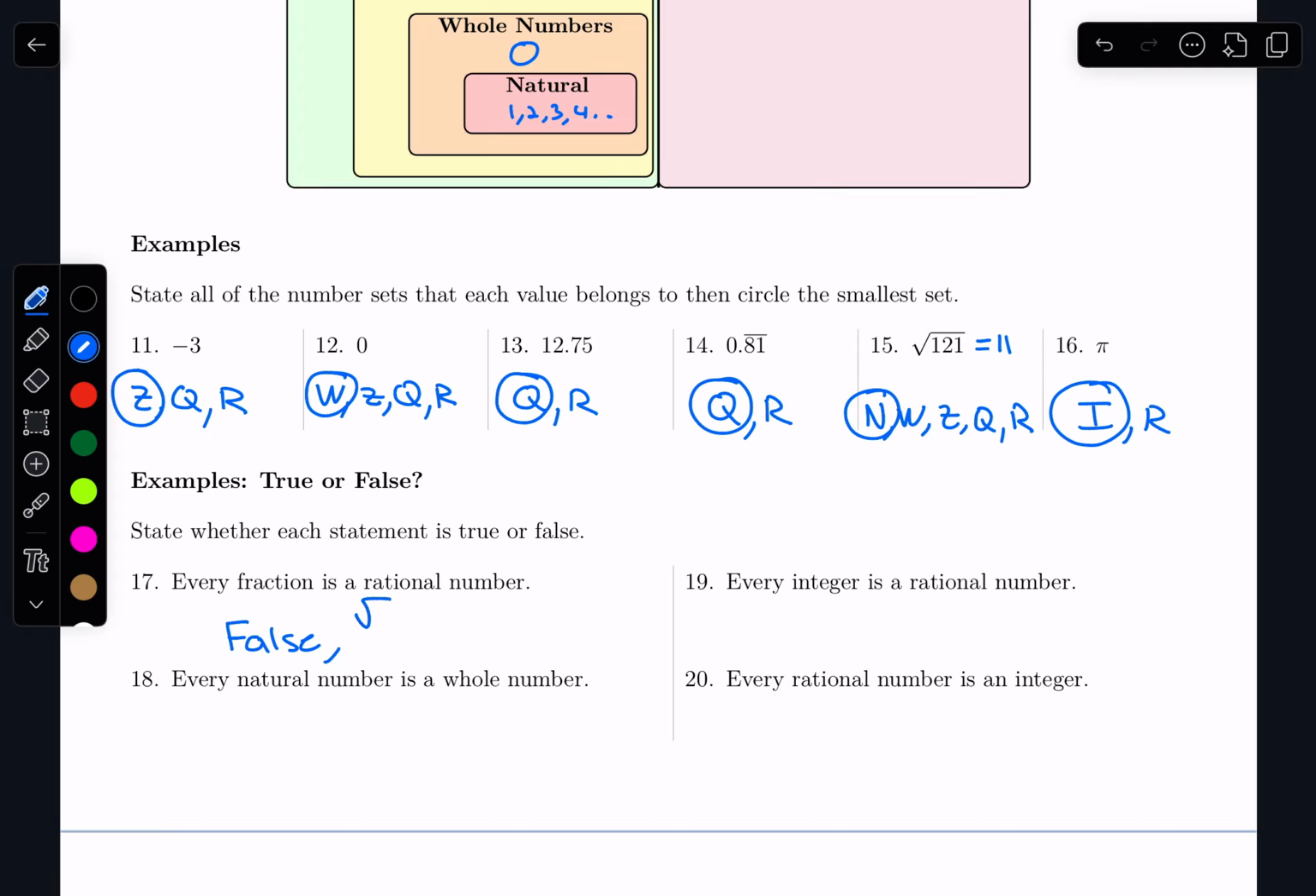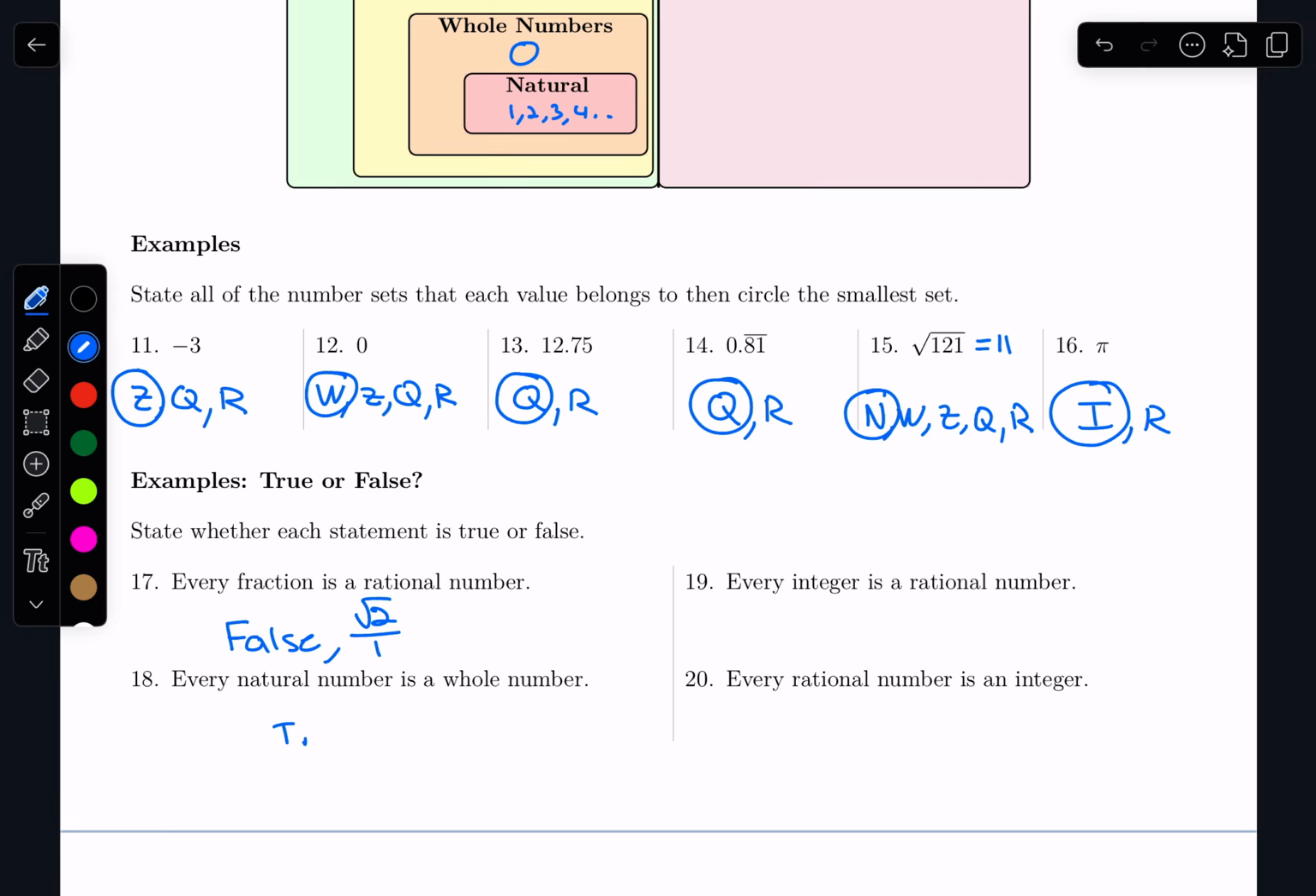So as an example, square root of 2 over 1 is just square root of 2, right? Because the over 1 doesn't do anything, but that shows you it's a fraction. And that is not a rational number. That is irrational. 18, every natural number is a whole number.